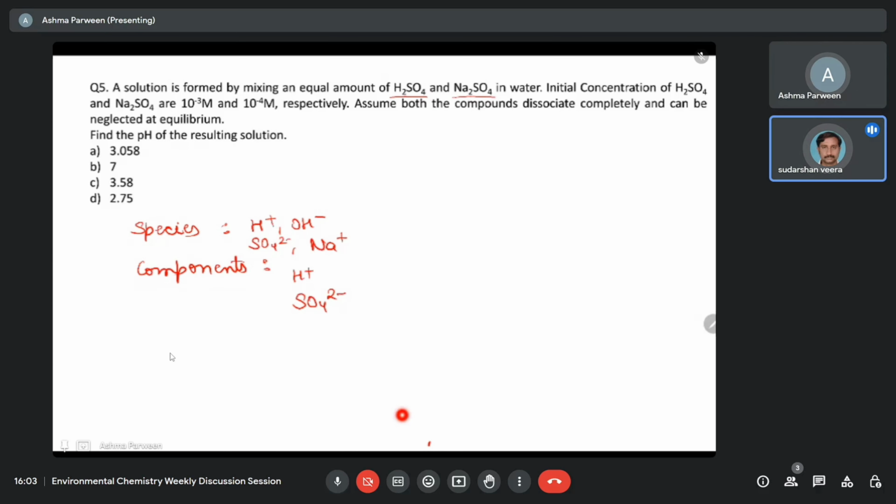And there is one more, we are adding sodium sulfate. So Na plus will be one of the components. So we have three components, four species. So we can also prepare the tableau for this. Let's see that.